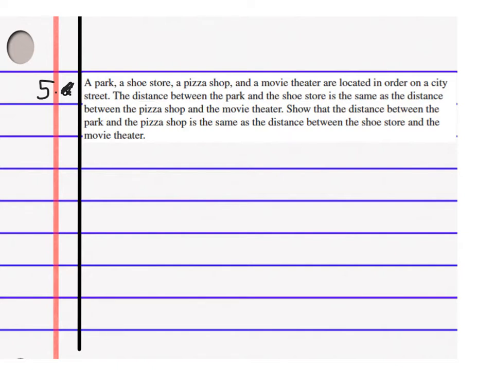The distance between the park and the shoe store is the same as the distance between the pizza shop and the movie theater. Show that the distance between the park and the pizza is the same as the distance between the shoe store and the movie theater. So let's draw a picture, figure out what we have going on here. Let me get my pen out. So let's start with the park. Okay, here's the park. We've got a big long street here. We have the park and we have the shoe store. Okay, we have the pizza shop.